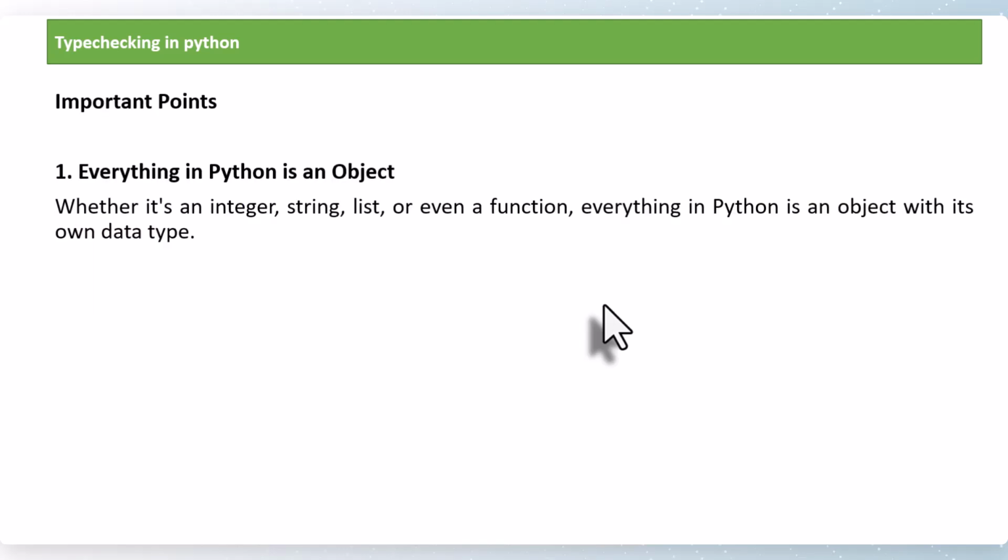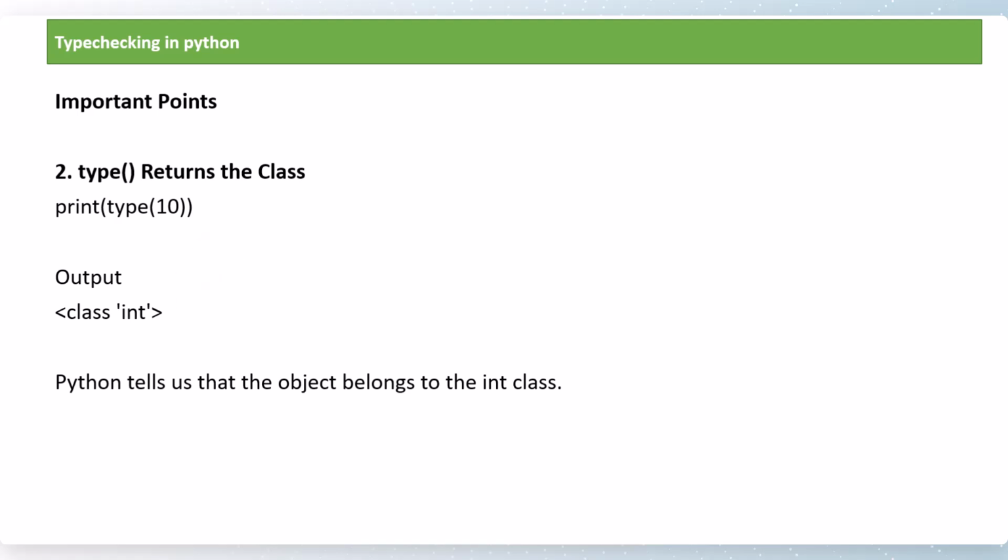Some of the important points you need to understand in type checking. The first thing is, in Python, everything is an object. Whether it is an integer, string, list, or even a function, everything in Python is an object with its own data type. Type returns the class. So if you use type of 10, this is of int class, so it is going to return int. Python tells us that the object belongs to the int class.